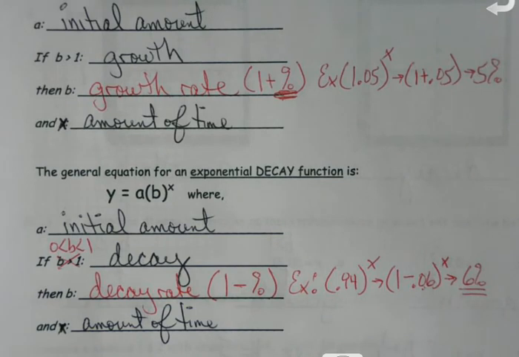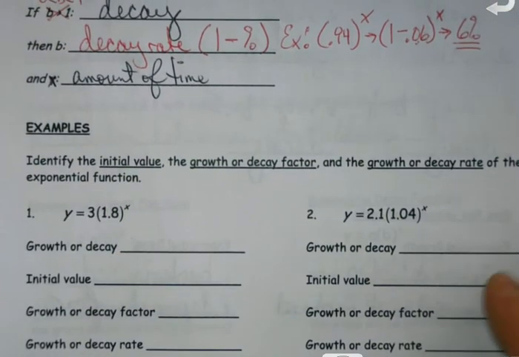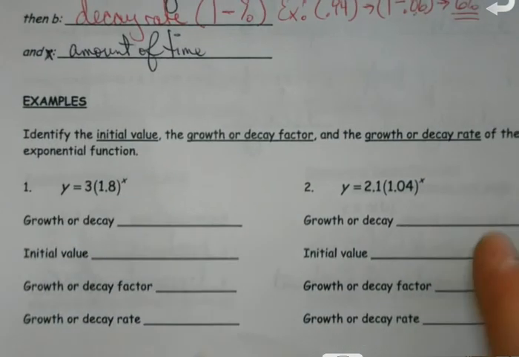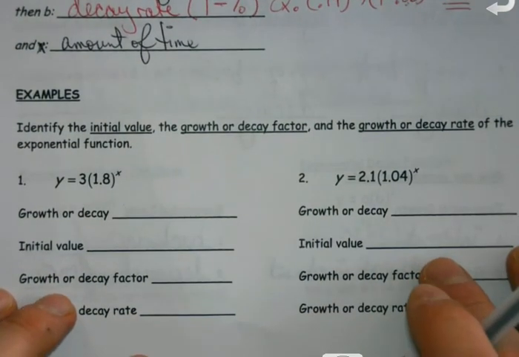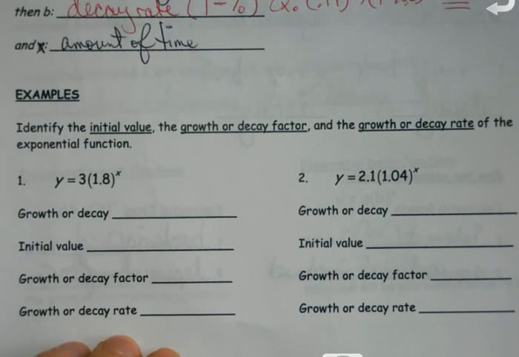So when I get to the actual examples, I want to make sure we see how this is working. All right, identify the initial value, the growth or decay factor, and the growth or decay rate of the exponential function. Holy cow. Okay. Again, all the info I need is right in the parentheses.